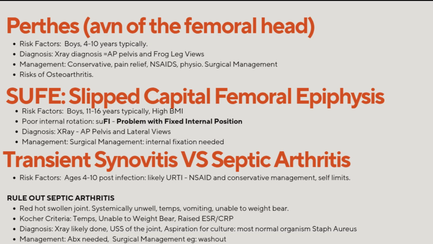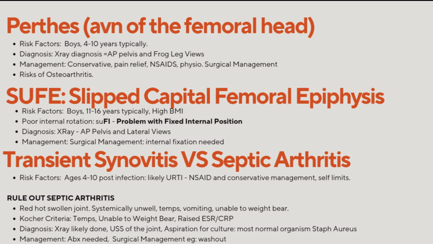This will sometimes be referred to as a SUFE, and it is the most common hip disorder in adolescents. In this condition, the head of the femur slips and moves out of line with the growth plate. This most commonly affects adolescent boys, particularly those who are overweight. Clinically, children will present with hip, groin or knee pain along with a limp. They might have external rotation of the affected leg, particularly when the hip is flexed. Range of motion is typically reduced, especially internal rotation.